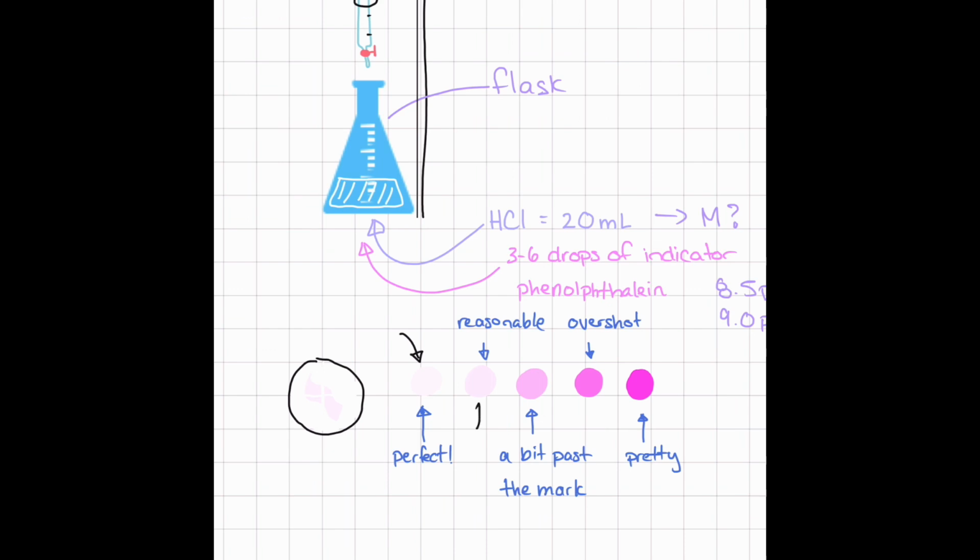If it's a little darker, like this, that's okay. It's reasonable data to include in your graph. But if you're getting something darker like this one, you've gone past the mark a bit, so the data won't be very accurate. If you get this color, you've definitely overshot the mark, and we probably wouldn't use that data point. This color here, this one's just pretty, but unfortunately, that is garbage data.